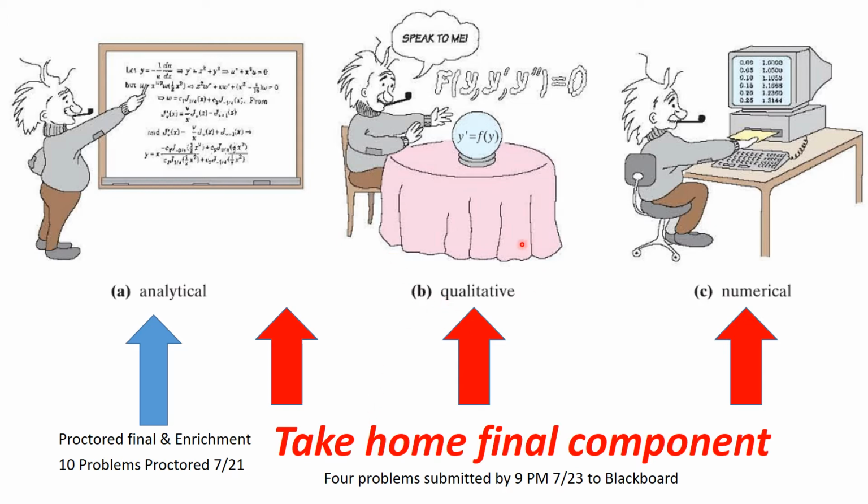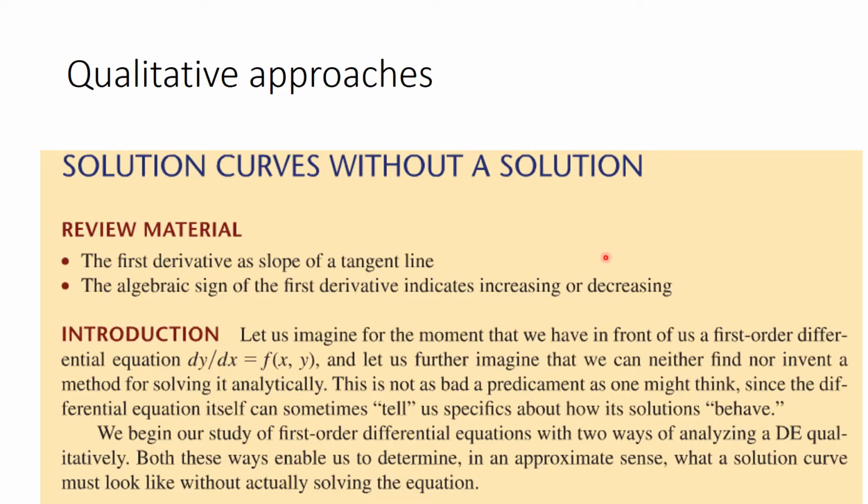We also have a qualitative thing, which we're talking about tonight, and a numerical thing, which we're talking about in this suite of lectures as well. And there will be not only these 10 problems, but there will be 4 take-home problems. The 4 take-home problems are not proctored, but they're to be submitted by 9 p.m. on 7/23, our last day this term, to Blackboard. One of them will be using a calculator in an engineering kind of problem, analytical. One of them will be qualitative, and 2 of them will be numerical. Again, more about these very soon. But now let's begin with the lecture.